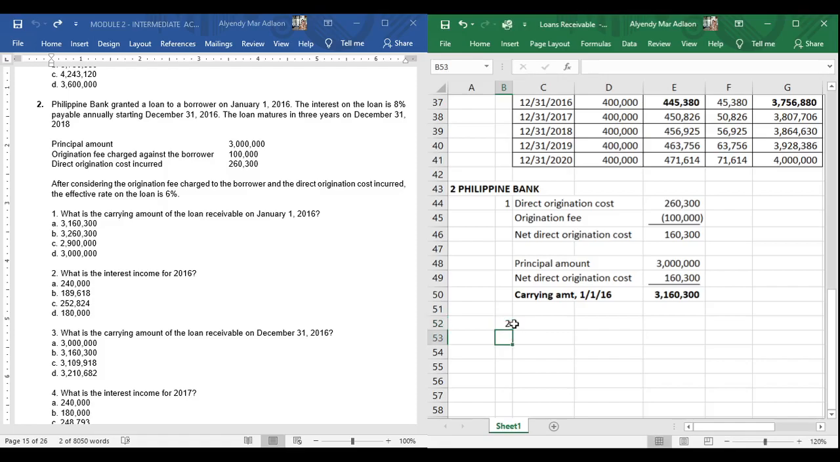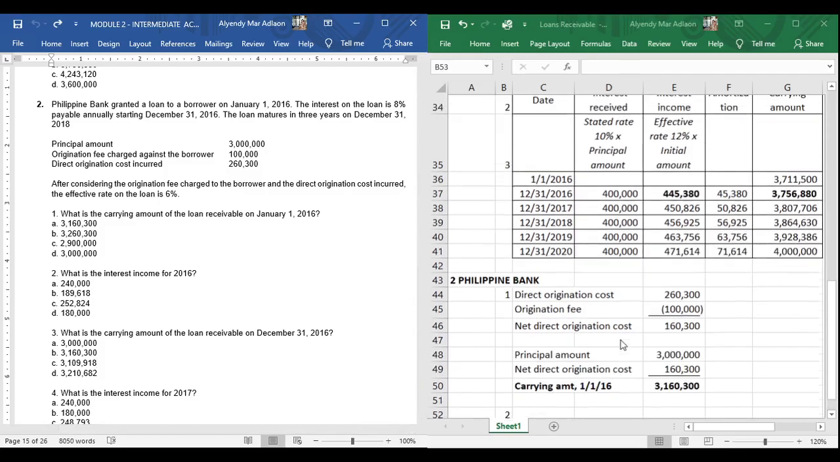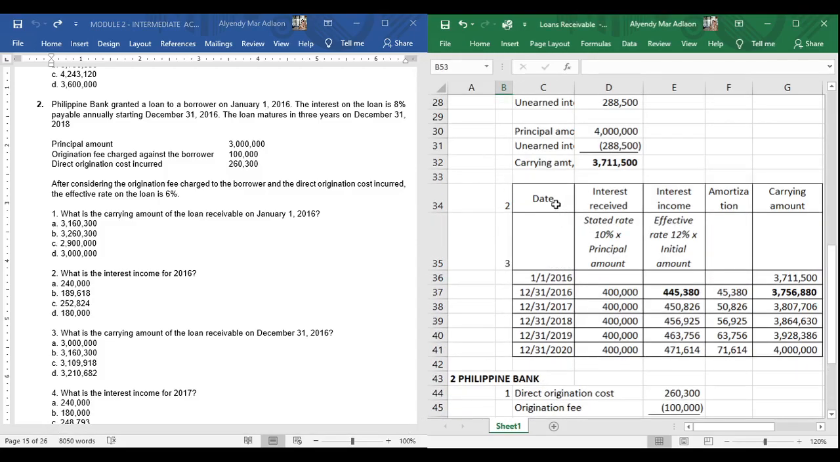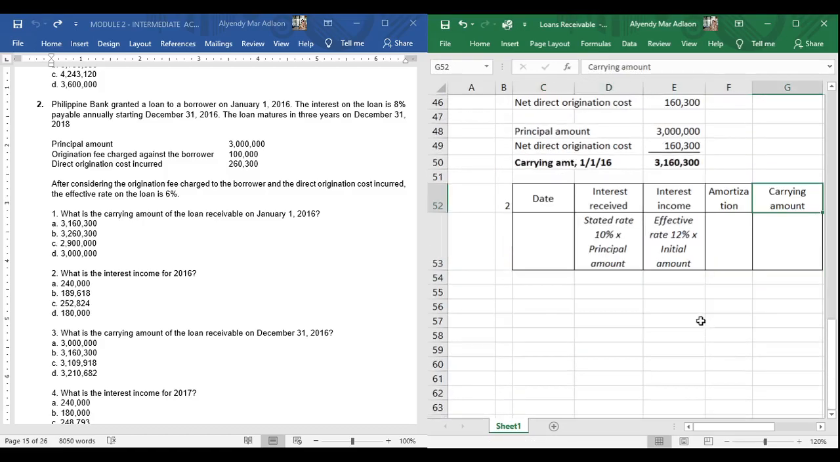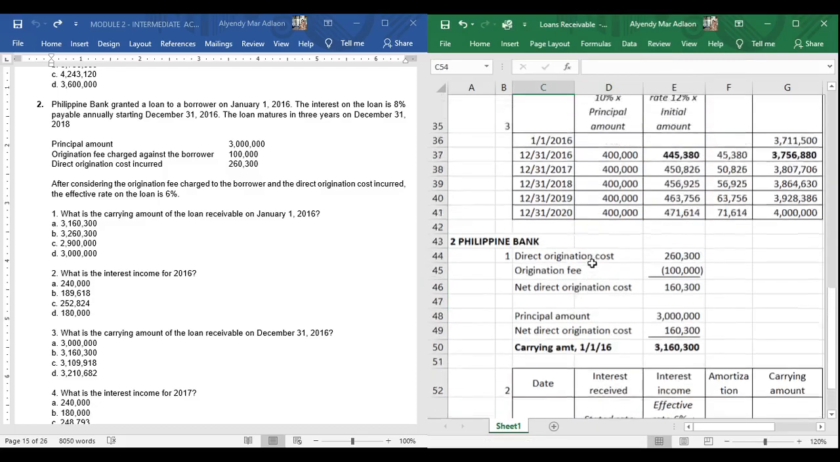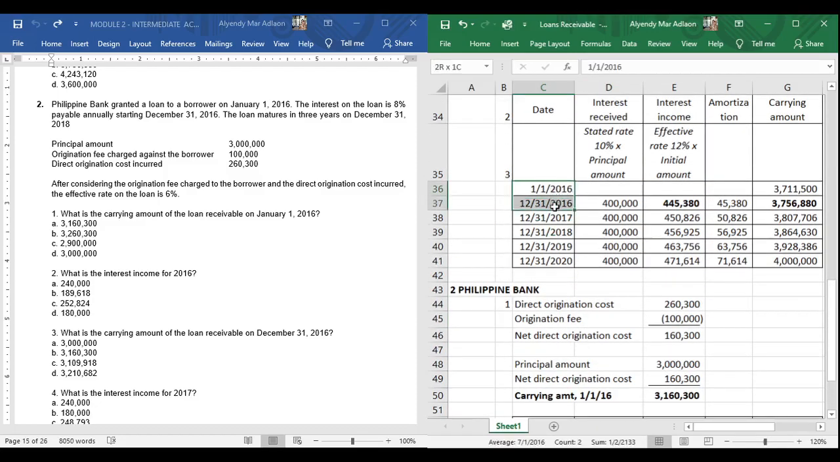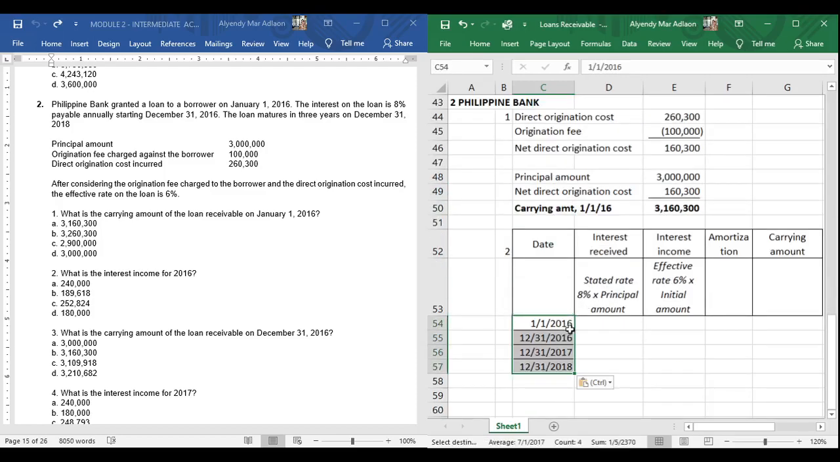Now, let us proceed to number 2. What is the interest income for 2016? Actually, we can answer number 2, 3, and 4 by presenting just one table, as a guide. We have date, interest received, interest income, amortization, and carrying amount. In this problem, it is no longer 10% but now 8%, and in the next problem, it is no longer 12% but now 6%. For the date, I'm just going to copy. We have 3 years, so 1, 2, 3, 2018.